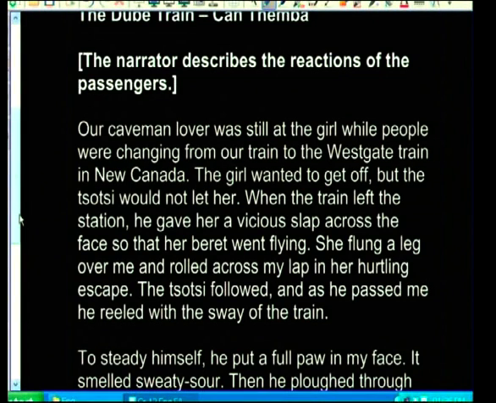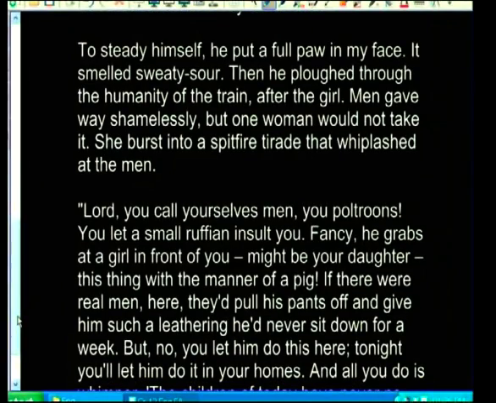Our caveman lover was still at the girl while people were changing from our train to the Westgate train in New Canada. The girl wanted to get off, but the tsotsi would not let her. When the train left the station, he gave her a vicious slap across the face so that a beret went flying. She flung a leg over me and rolled across my lap in a hurtling escape. The tsotsi followed, and as he passed me, he reeled with the sway of the train. To steady himself, he put a full paw in my face. It smelled sweaty sour. Then he ploughed through the humanity of the train after the girl.